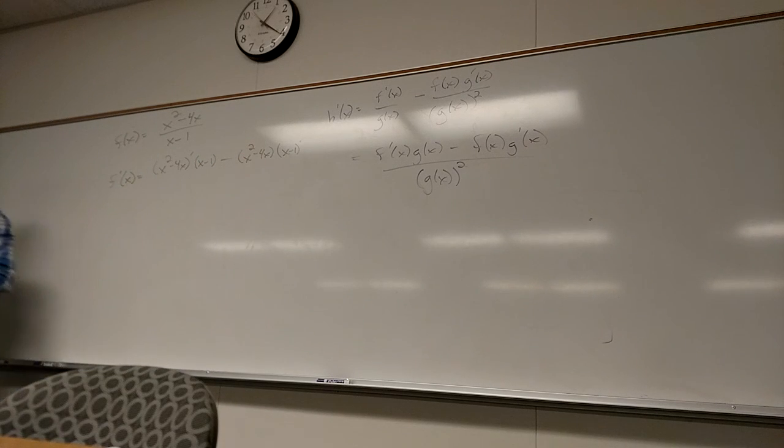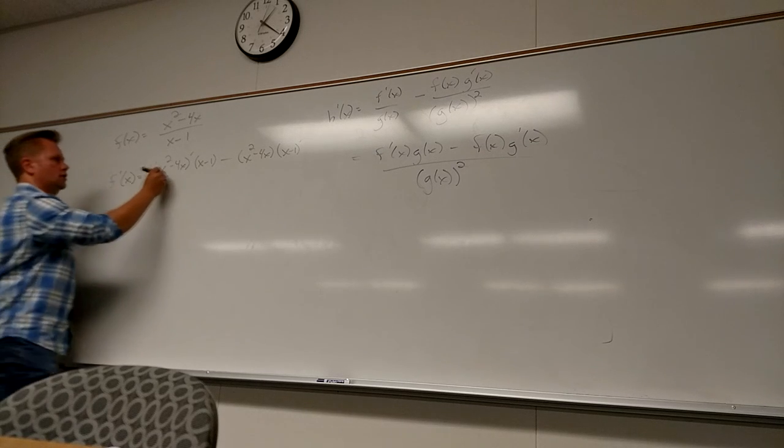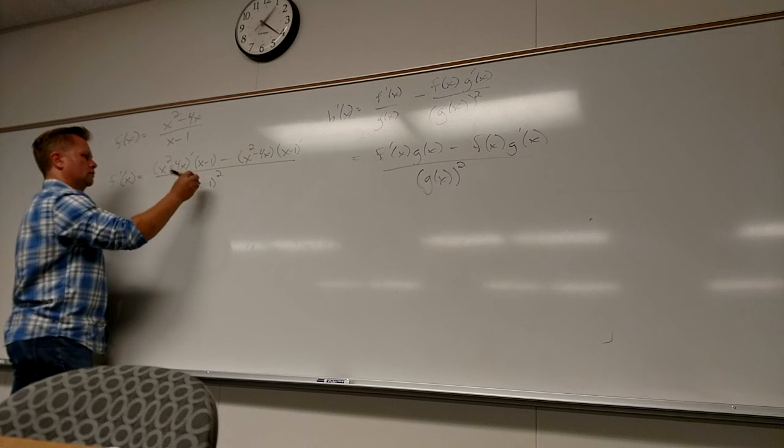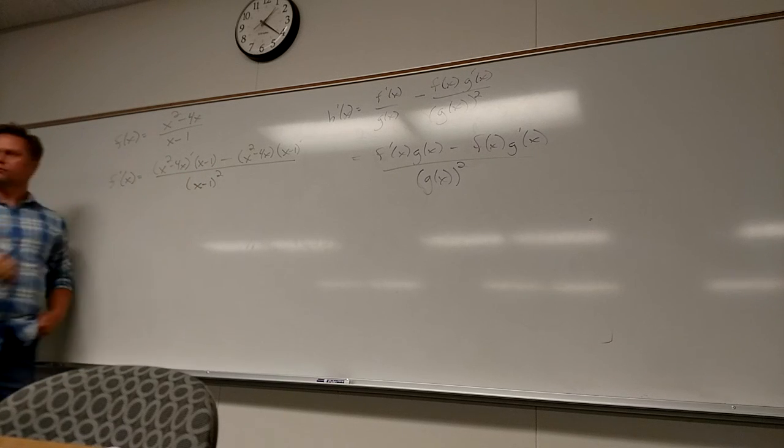Is everybody cool so far? So it's top first, because the minus should be when you're taking the derivative of the bottom, because that's where the negative one power would have been. That's why this rule makes sense. All over x minus 1 squared. Just the bottom squared.